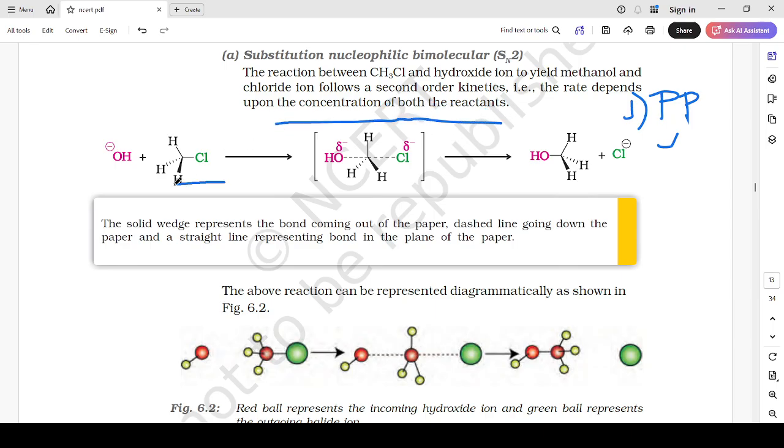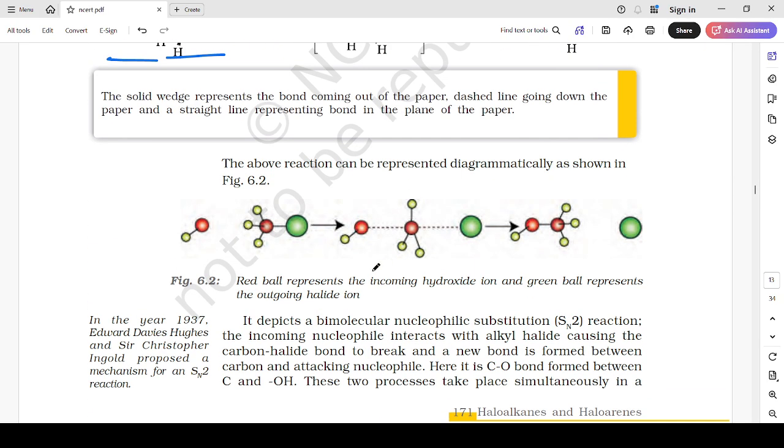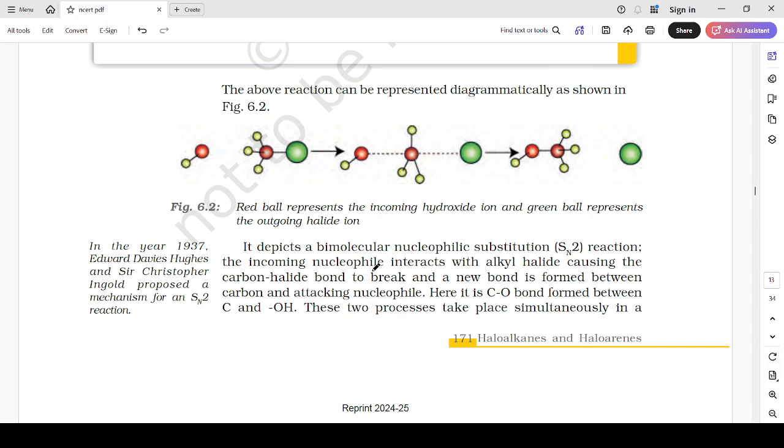Alkyl halide as well as OH minus, both are important. The above reaction, they are just depicting to you in this solid wedge manner. I'm just skipping it. I'm skipping this as well.